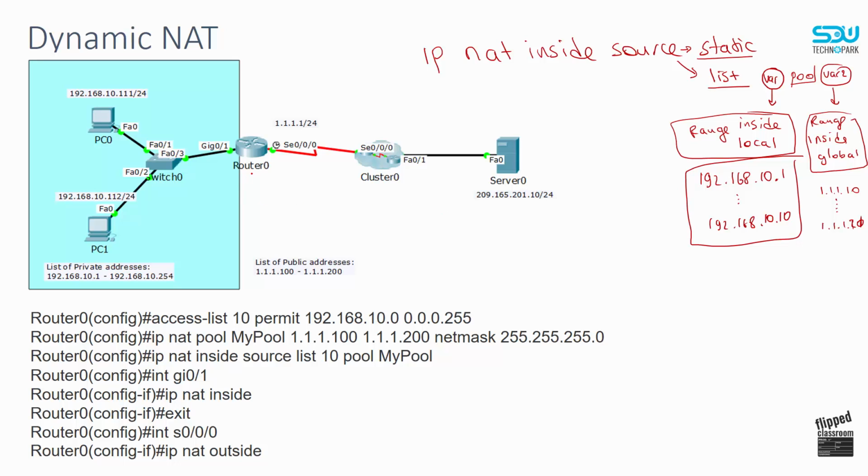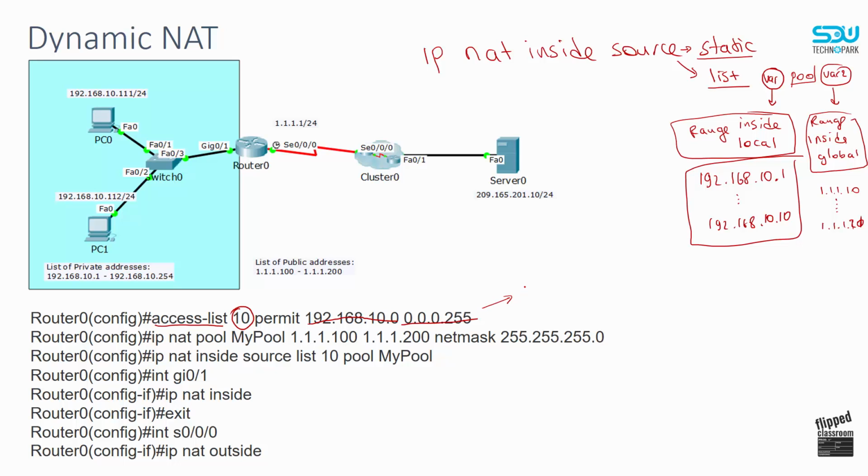So how can we do it? We can type the command access list 10. If you want to use the access list in the NAT configuration, then you have to use a standard access list. So you can type access list 10 permit and define that range which you want to translate. In other cases, you can use an ACL if you wish.